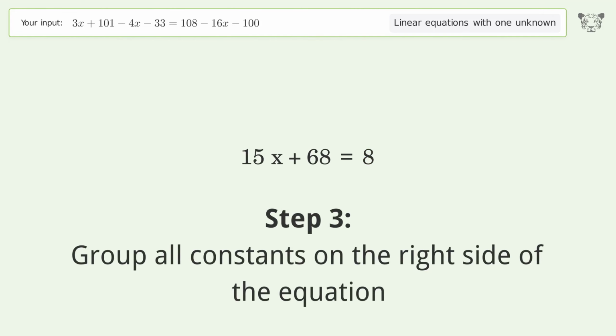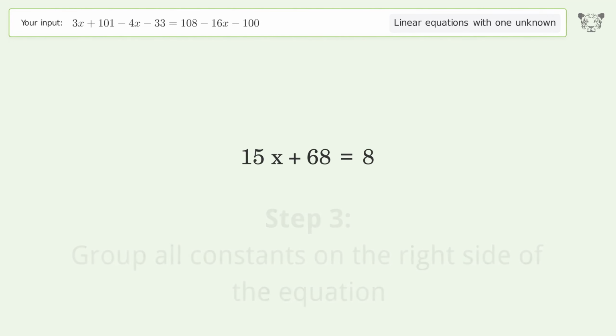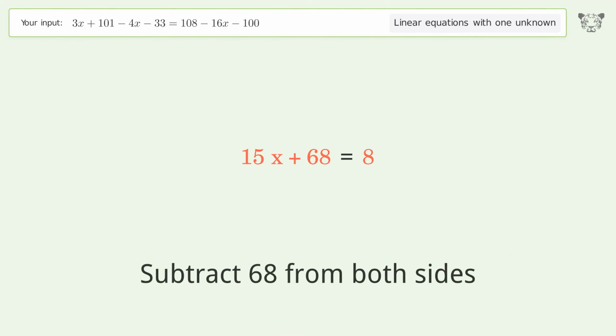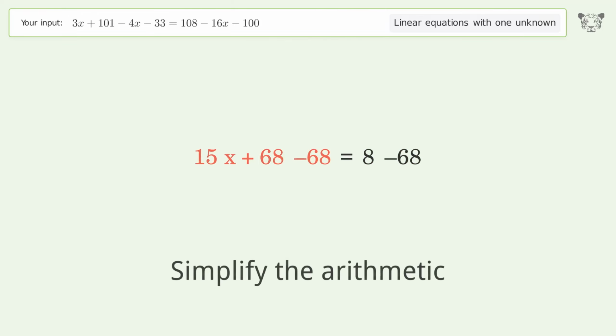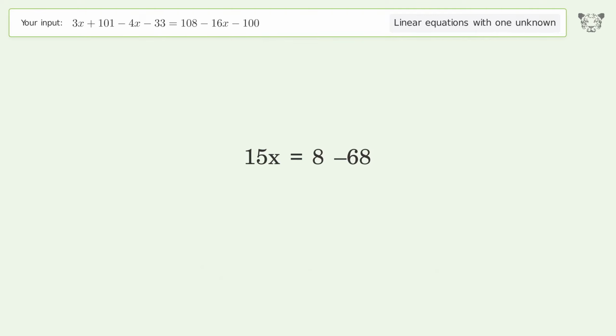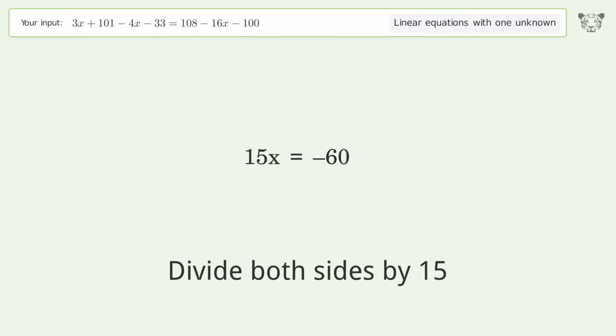Group all constants on the right side of the equation. Subtract 68 from both sides. Simplify the arithmetic. Isolate the x. Divide both sides by 15.